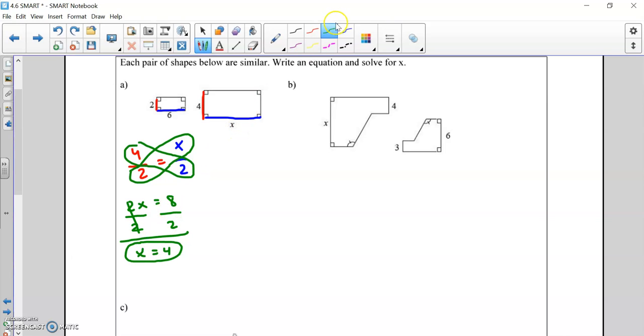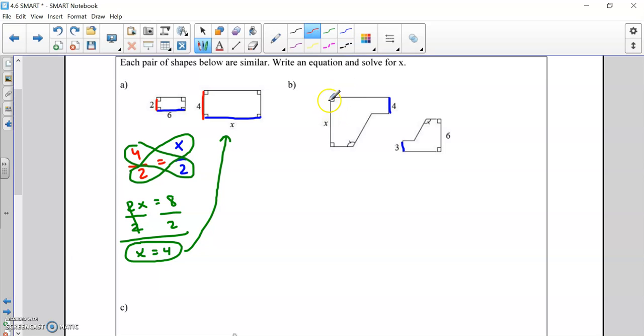Okay, so that tells me that this side must be 4. All right, let's do another example. These shapes are kind of rotated a little bit, and that's all right. We just got to look a little closely and make sure we match the right ones. Okay, this 4 would make sense to go with this 3 because that's like the same position.